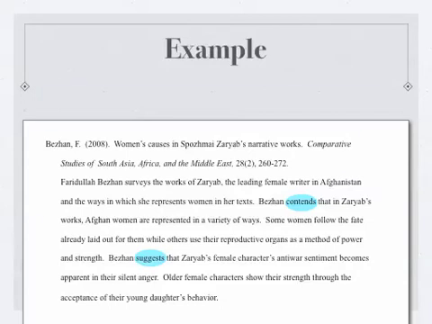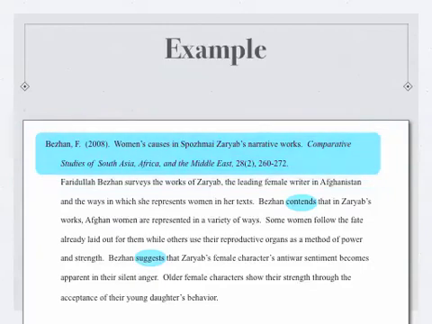But let's look at the formatting first of all. You note that up top is the actual citation. We have the author's name, the year that was written, the title of her article, where it was found, and the pages in the actual periodical in which I found it.